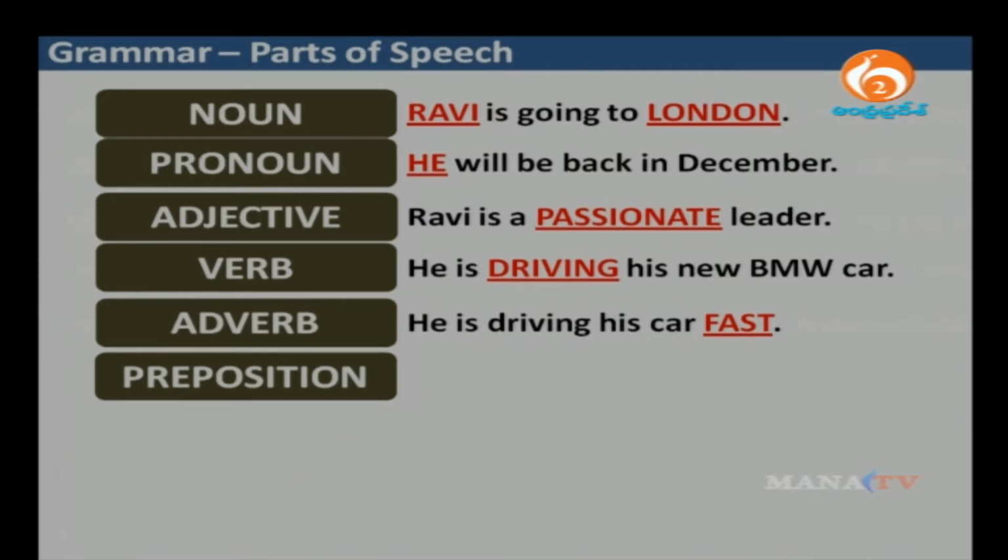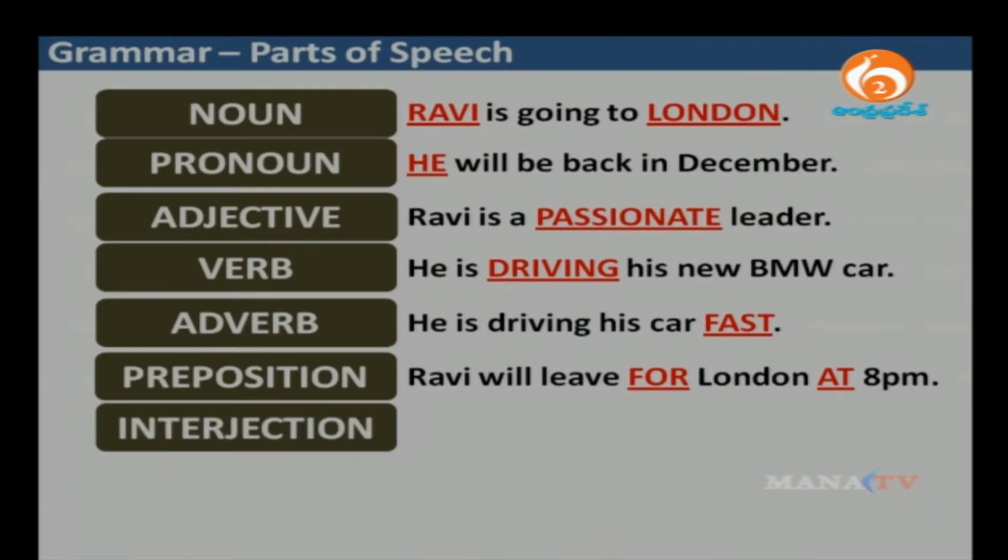Preposition, like the word preposition, focus on the word position. Preposition basically defines the placement or the place in terms of time, in terms of geography, in terms of time as well. For example, Ravi will leave for London at 8 p.m. What time? At 8 p.m. That at is a preposition, for is a preposition. I'm going to explain all these in detail again. Interjection is basically any kind of emotion or expression that gets expressed. Wow, he will fly business class.